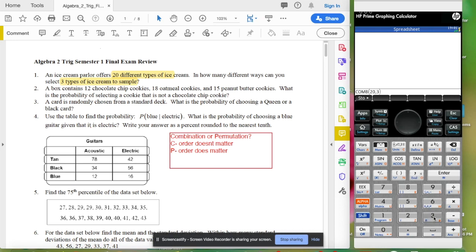Comma 3, and then it'll give us our total, which is 1,140 ways we can sample 3 types of ice cream.